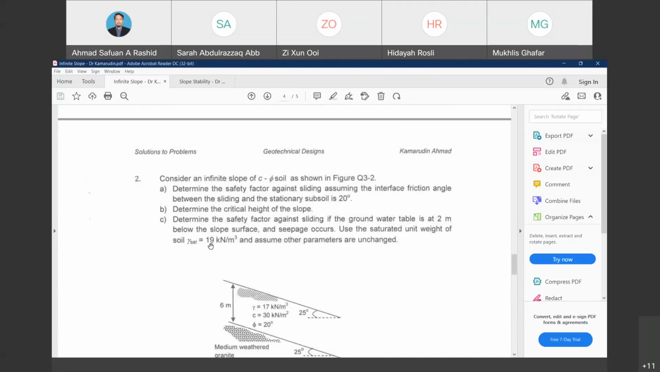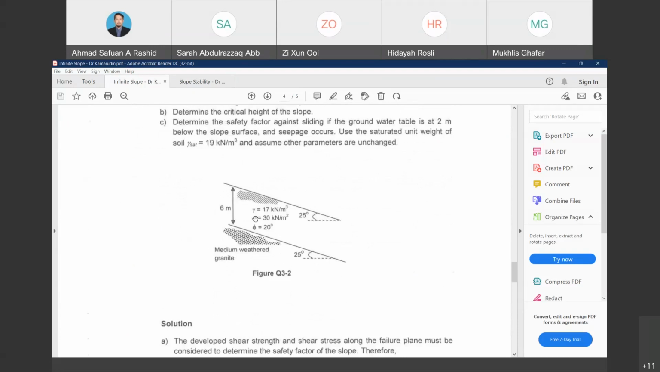When the water has submerged the soil, the new saturated unit weight is 19, and assume other parameters are unchanged. So the saturated unit weight is equal to 19 for the 4 meter submerged soil, and for the 2 meter below the ground it is equal to 17.